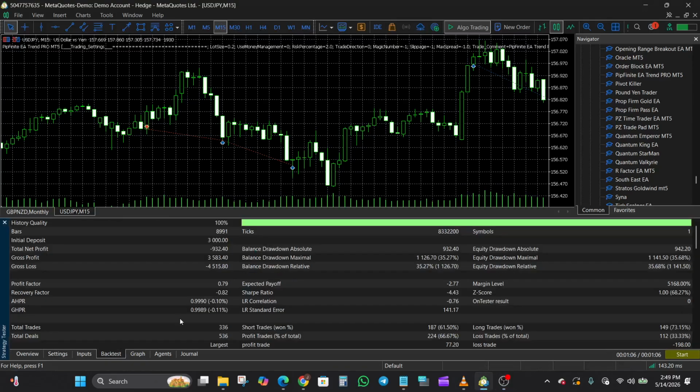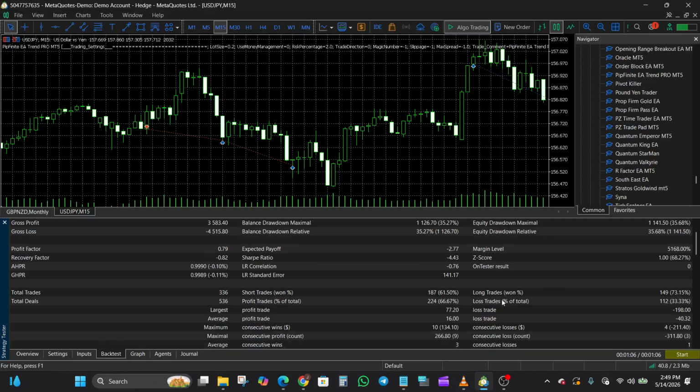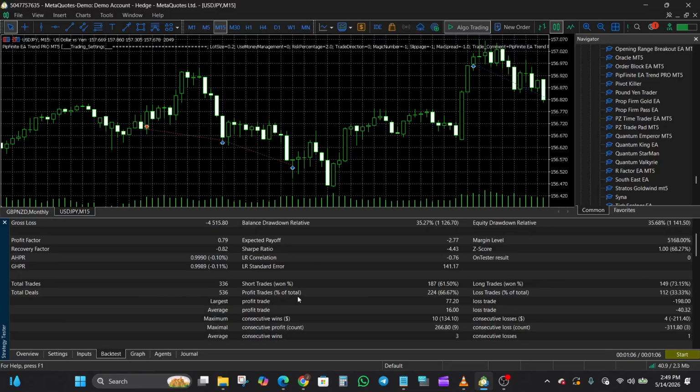So let's just go to the backtest results now, and we can see that from an initial deposit of $3,000, there was a total net profit of negative $932.4. All right, we had 336 total trades taken. The short trades were 187 with a 61.5% win rate. The long trades were 149 with a 73.15% win rate. All right, so we can see that the largest profit trade was $77.2, and the largest losing trade was $198. The average profit trade was just $16, while the average losing trade was $40.32.